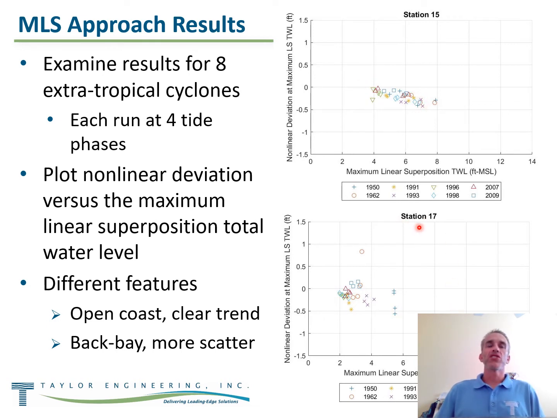If we look at station 17 in the lower plot along the interior Back Bay area, we see much more scatter in the nonlinear deviation, and we also see smaller values in the maximum linear superposition total water level, in a larger clustering by individual storms than we had for the open coast station, station 15.